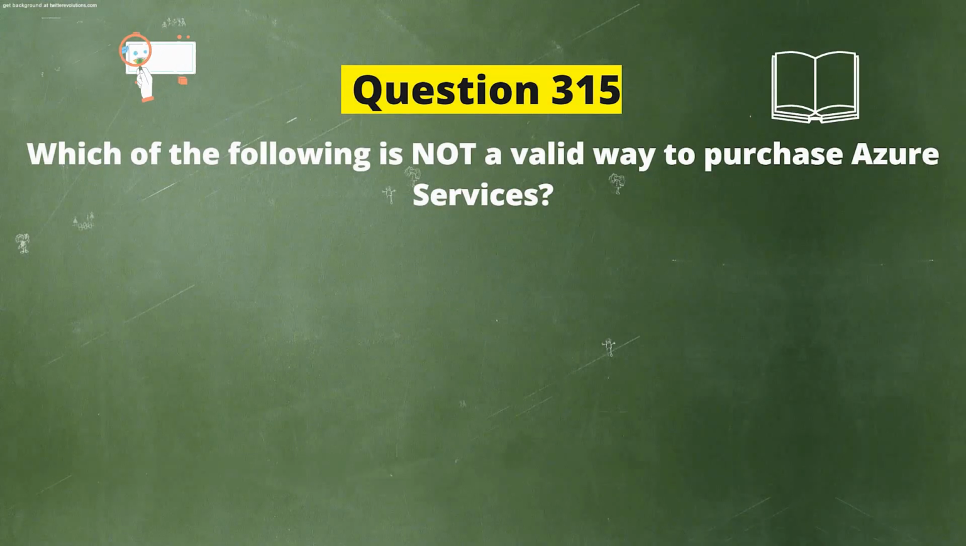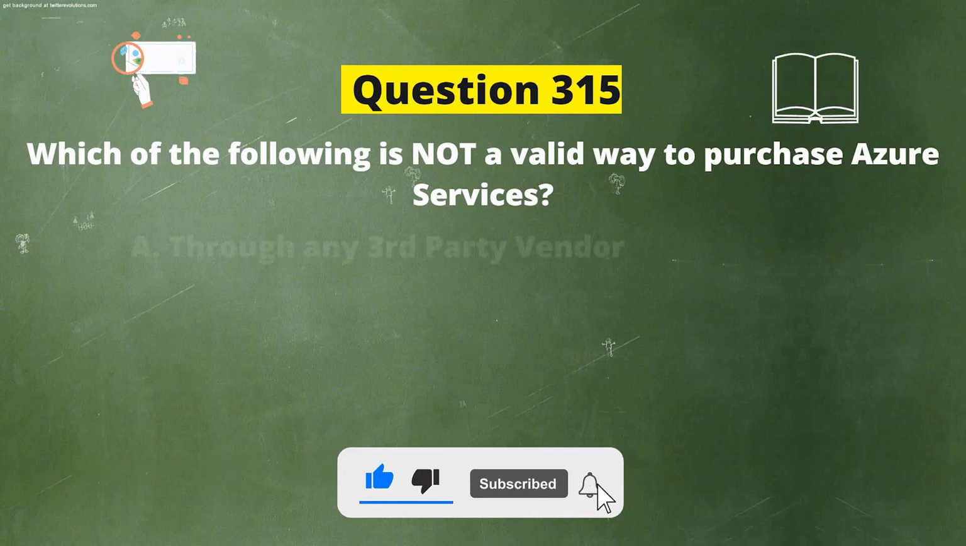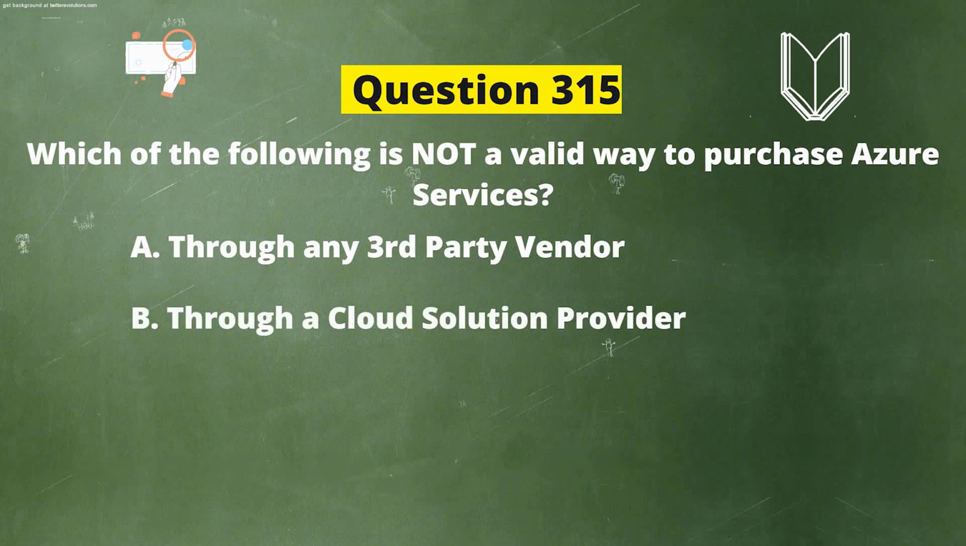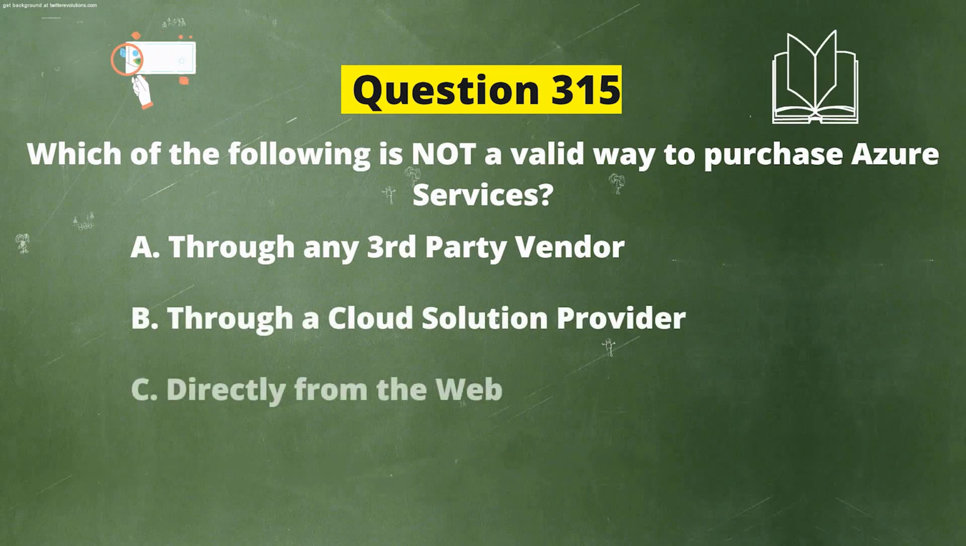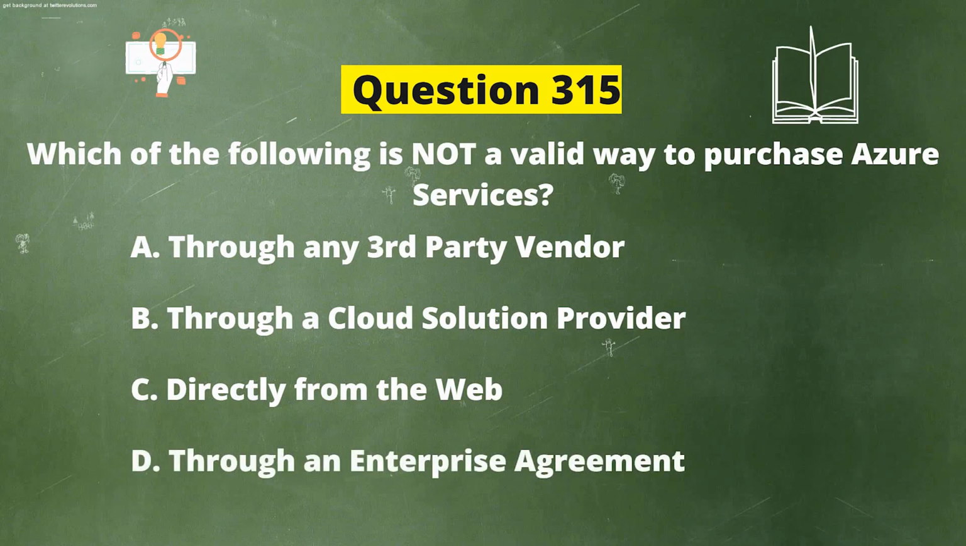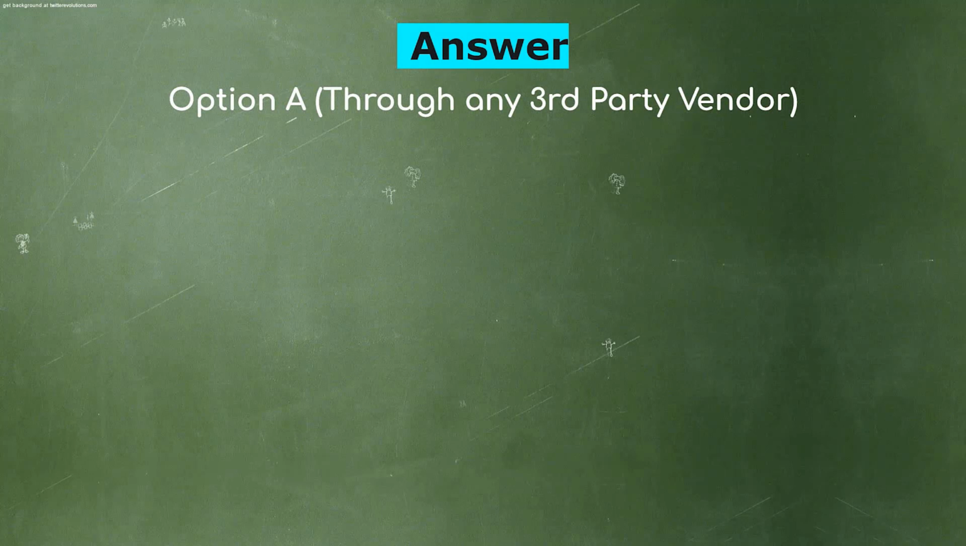Next question. Which of the following is not a valid way to purchase Azure services? And the options are A. Through any third-party vendor, B. Through a cloud solution provider, C. Directly from the web, D. Through an enterprise agreement. And the correct answer is option A. Through any third-party vendor. Explanation.